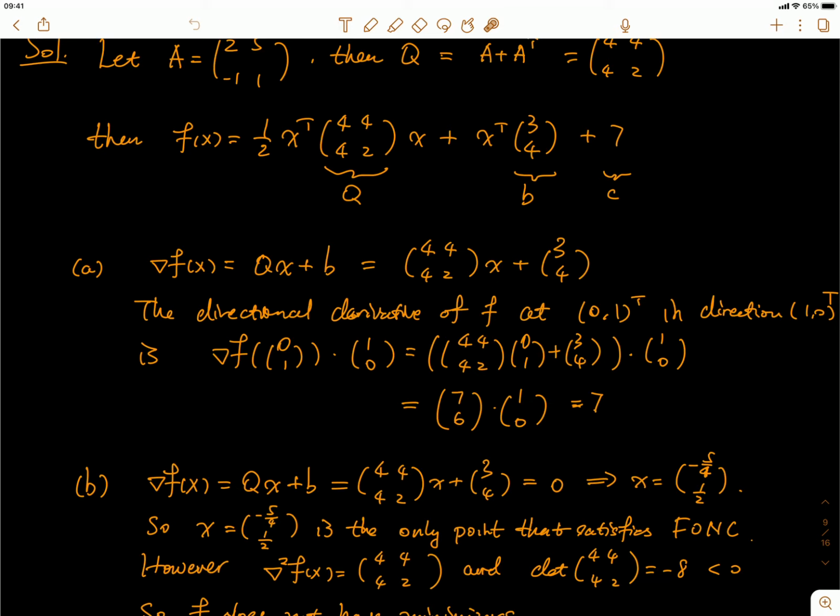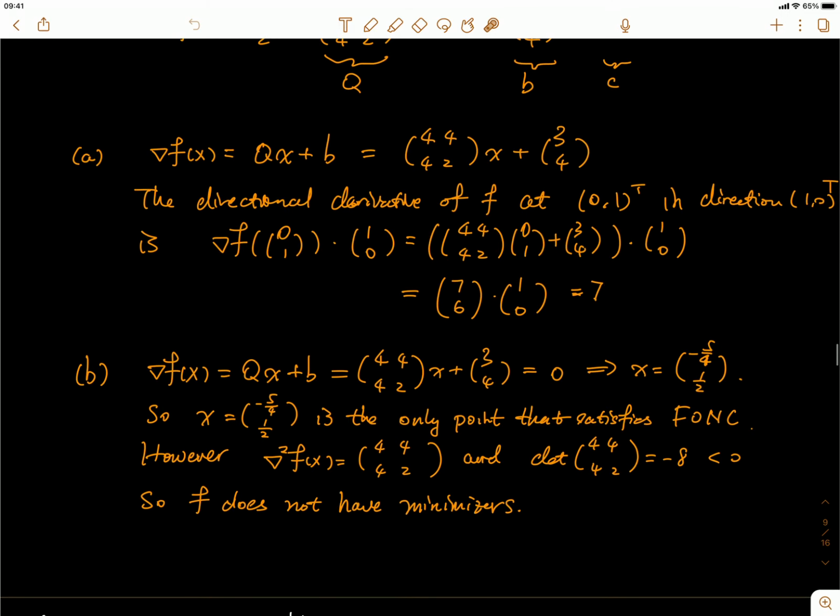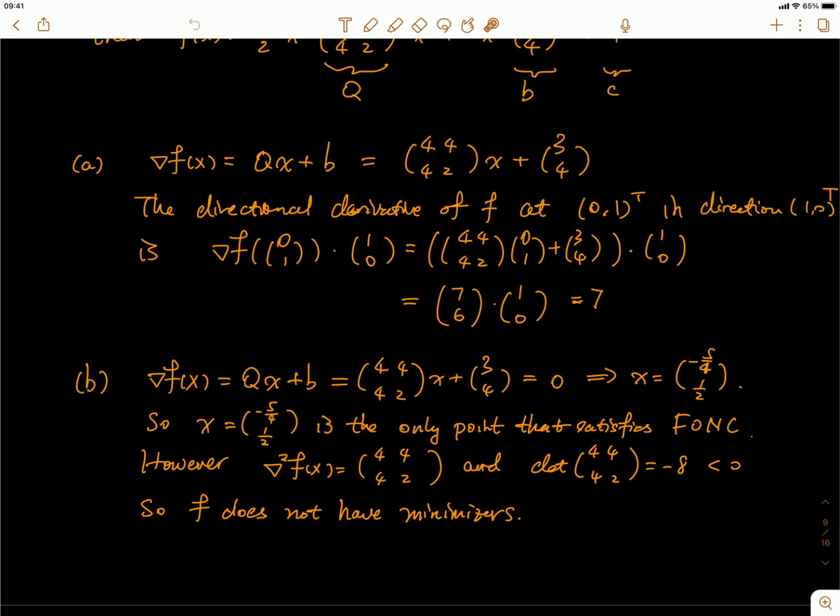Okay, so the directional derivative, as we said, is just the gradient of f at the point (0, 1) times the given direction, which is (1, 0). So take the inner product of the two. Just evaluate them. The gradient of f at (0, 1) is just plug in (0, 1) here, and that is this. And the (1, 0) is here. Then take the inner product. And the next step is to find all the minimizers.